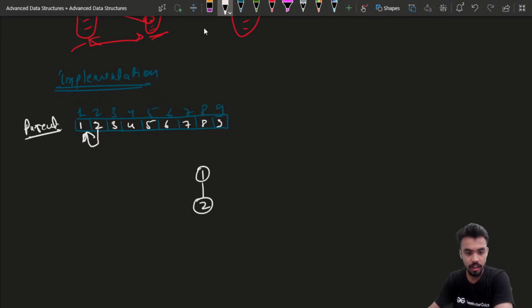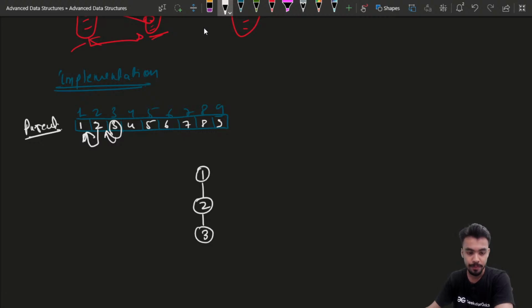Okay, now suppose again 3 and 2 get connected. Then what we are going to do is make the parent of 3 as 2. So the parent of 3 here would be 2, but the parent of 2 is already 1, so ultimately the parent of 3 is going to be 1 and the parent of 2 is also going to be 1.